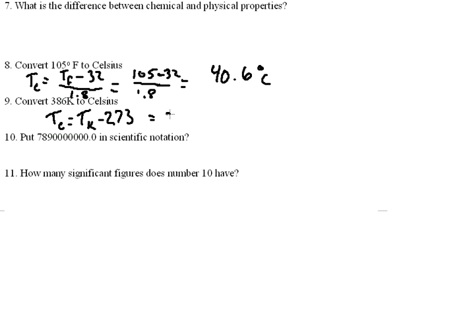For Kelvin, our temperature in Celsius is equal to my temperature in Kelvin minus 273. And if we plug in 386 Kelvin, I forgot the 6 there, minus 273, this should give us 113 degrees Celsius.